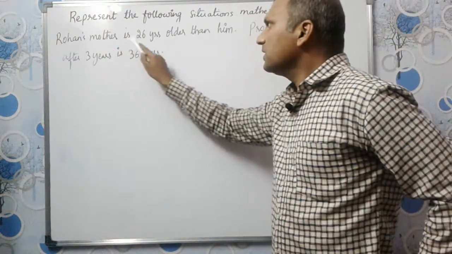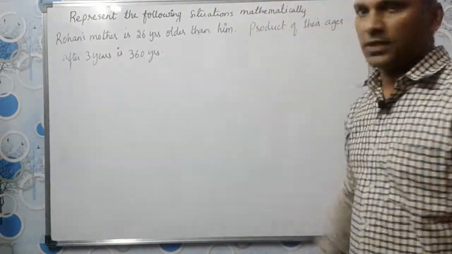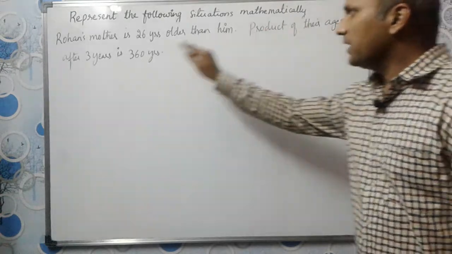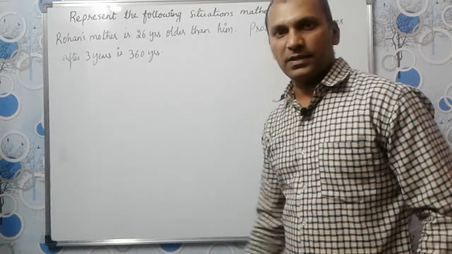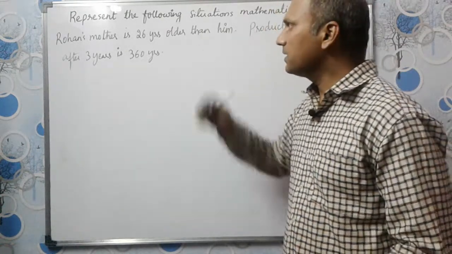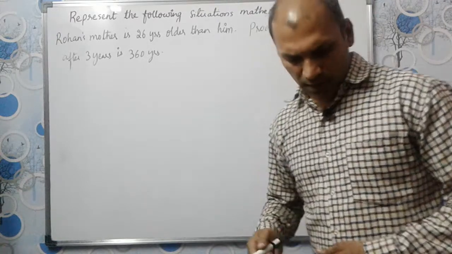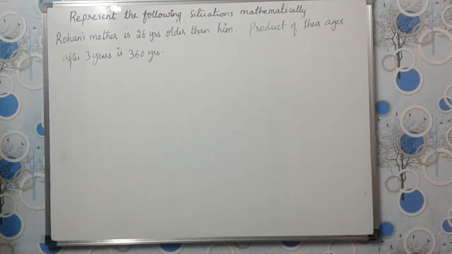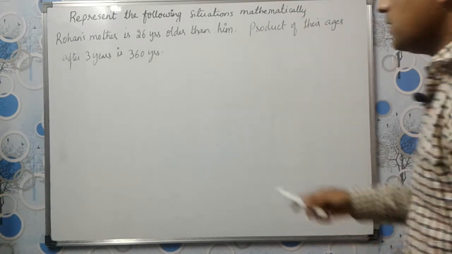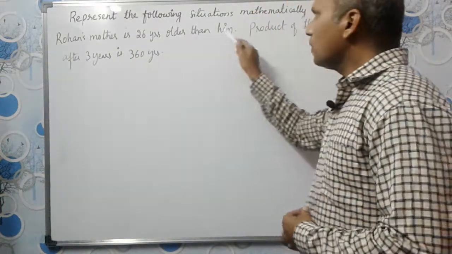See, Rohan's mother is 26 years older than him. The product of their ages after 3 years is 360. We need to represent this as a quadratic equation. Let me check whether the video is working or not. Yes, it is working. Okay, Rohan's mother is 26 years older than him.